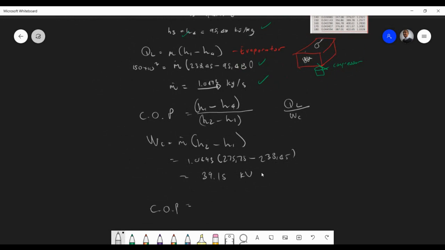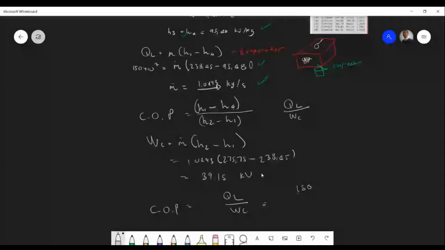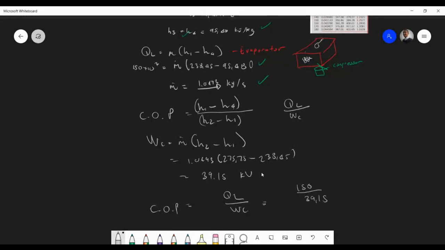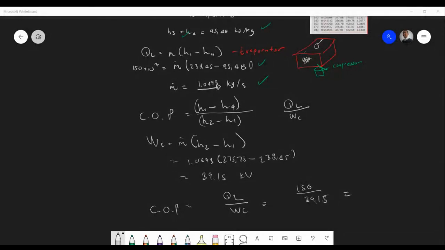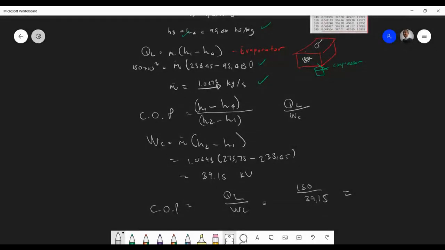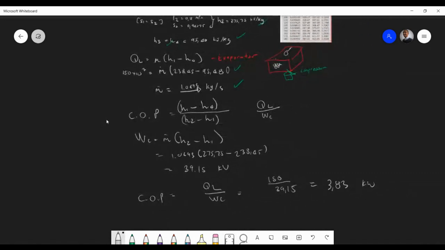Obviously, for us to find the COP, we could have done this, but we can just say QL over WC. We have QL, that's 1 kilowatts, and over here we have 39.15. So let's get our COP, 3.83. It's always greater than 1, right? Fantastic. Okay.